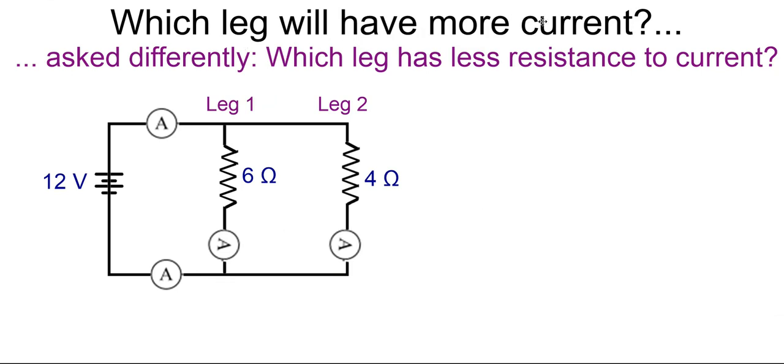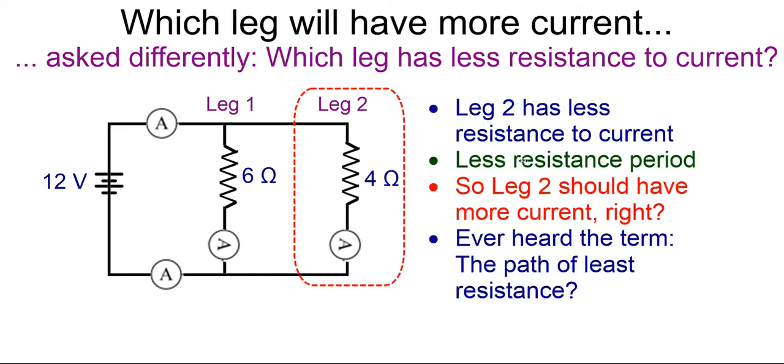Now look at this diagram here. Which leg will have more current? You could ask that a different way: which leg has less resistance to current? It's pretty clear, isn't it? Leg 2 has less resistance to current, only 4 ohms. Leg 1 has 6 ohms. So wouldn't common sense tell you we would expect to have more current here in leg 2, because there's less resistance or opposition to current? Let's read this. Leg 2 has less resistance, 4 rather than 6. So leg 2 should have more current, correct?